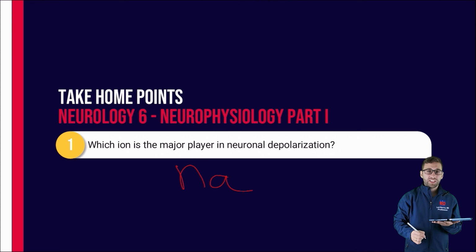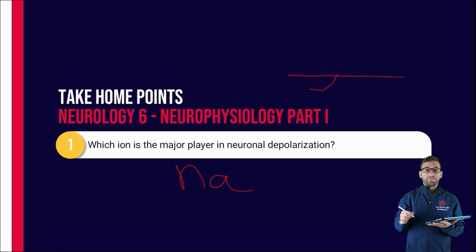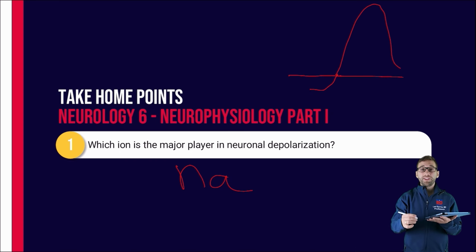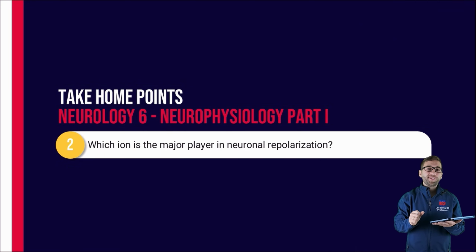This influx of positive ions causes the membrane potential to become more positive, moving from the resting potential of approximately minus 70 millivolts towards a threshold of around minus 55 millivolts. Once this threshold is reached, a rapid depolarization occurs, leading to the propagation of the action potential along the axon. Moving on to the next question.